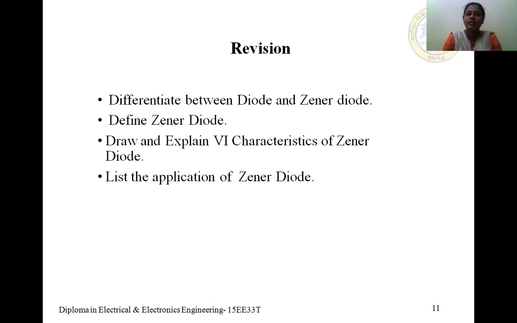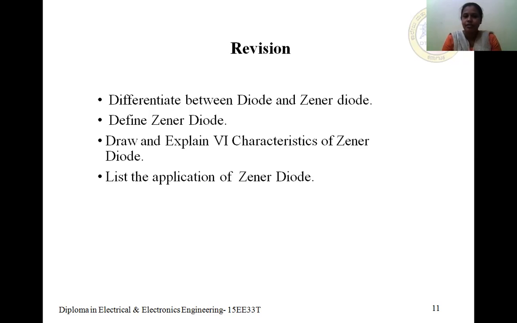Next, coming to the second question, that is define Zener diode. As I explained, the Zener diode is a non-linear device which has one PN junction. It is a heavily doped PN junction diode. The Zener diode has a depletion layer which is very thin, and it conducts in reverse bias for its operation. So this is the definition of the Zener diode.